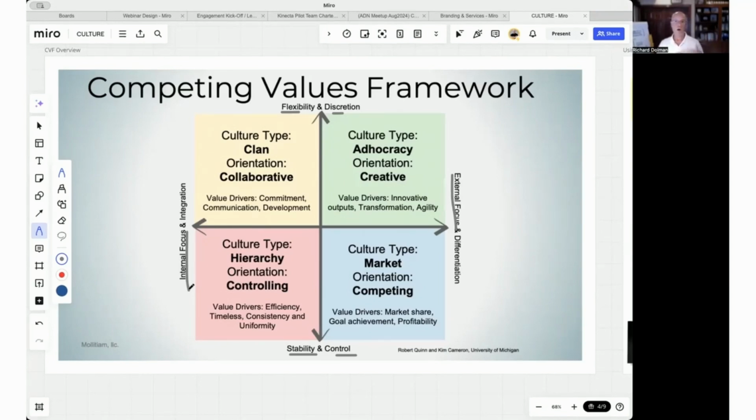Okay. Now, a couple of quick points about this model. First, there are no good or bad cultures. In fact, most organizations have and need elements of all four of these culture types. But it's very common, which might be the case in your company, that there's a predominant or a dominant culture, and we'll explore that a little bit.